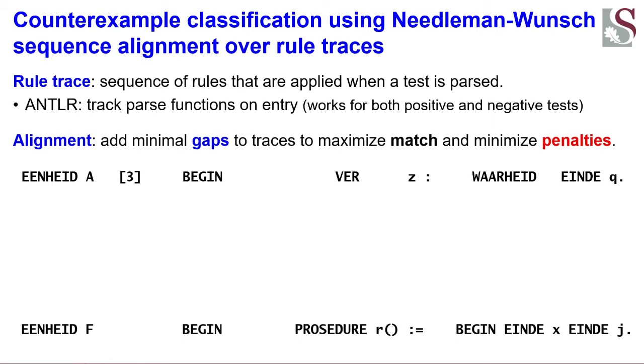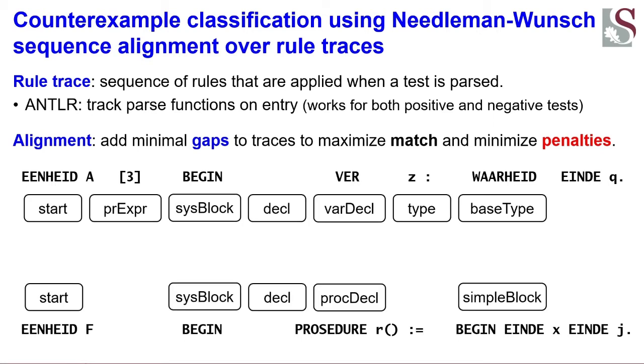We see here there are two test cases, and these are their corresponding rule traces. We then go over the traces from the left to the right. The first position matches: both parsers start with the start rule. Next, we have the priority expression in the upper trace versus the sys block in the lower trace. We could consider a clash here, but if we insert a gap into the lower trace, then we can match the next two rules. After those matches, we get a clash between vardecl at the top and progdecl at the bottom. And then we can add another gap and get a final clash between base type and simple block.